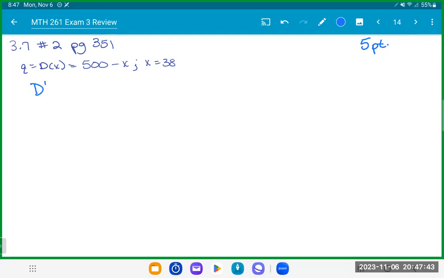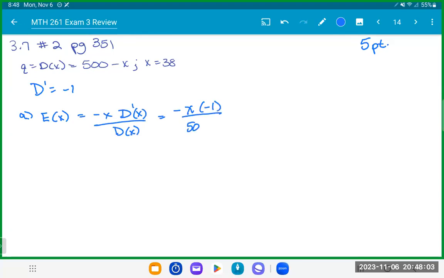So our derivative is equal to -1. So to determine the elasticity formula or function, that is negative x d prime of x over d of x. So this is negative x times -1 over 500 minus x. And that equals x over 500 minus x, simplified.